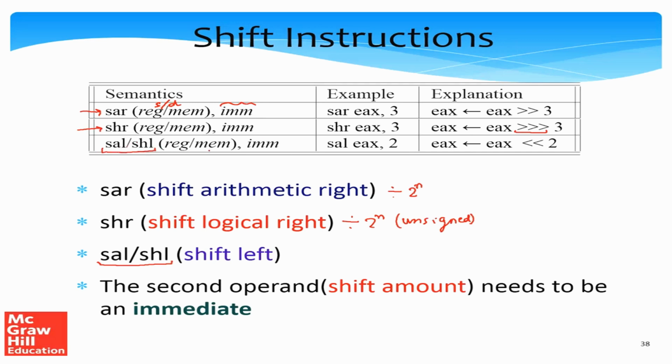The format is the same. The first operand can be a register or memory, and the second operand can be an immediate. So what we do is a logical shift left. We take the register and a number, and we set the register as EAX left shifted by 2 places. So we use the left shift operand here. It is important that the second operand, the shift amount, needs to be an immediate.